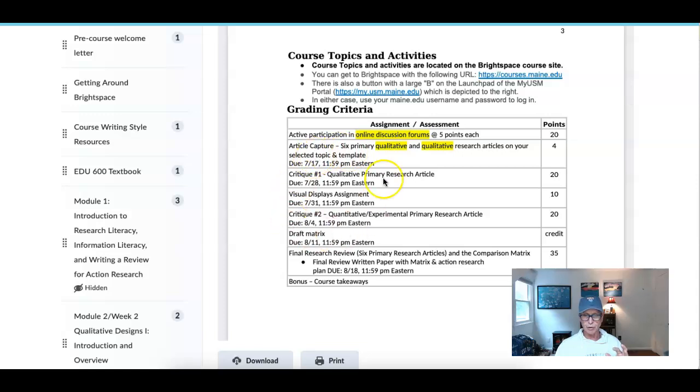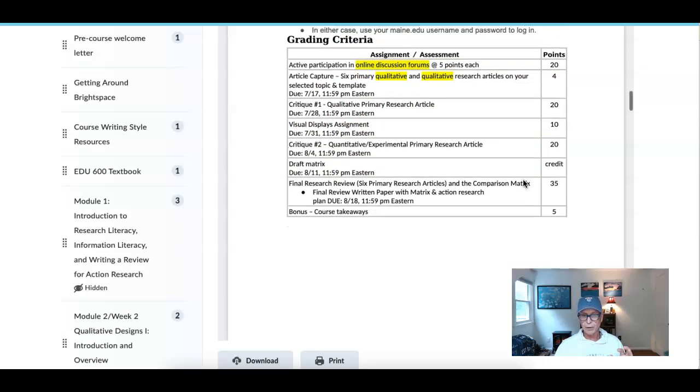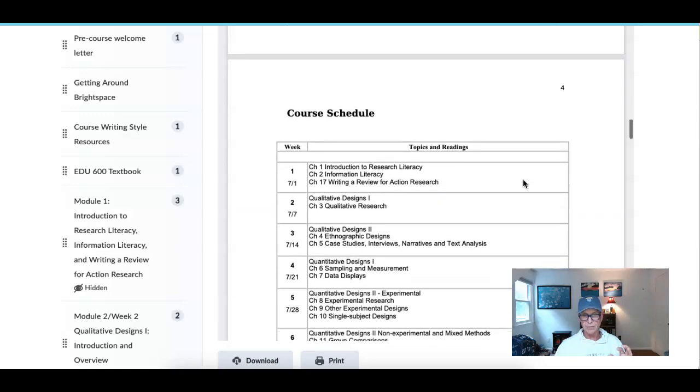So here's a pretty concise view of when the assignments are due. Active participation is just at the end of the course. At any given time, I chime in on the discussion forums, but you can reach out to me and say, I'm struggling, how am I doing with the discussion forums? Feel free to do that. Critique number 1, the date, that's 20 points. And that's all the information.